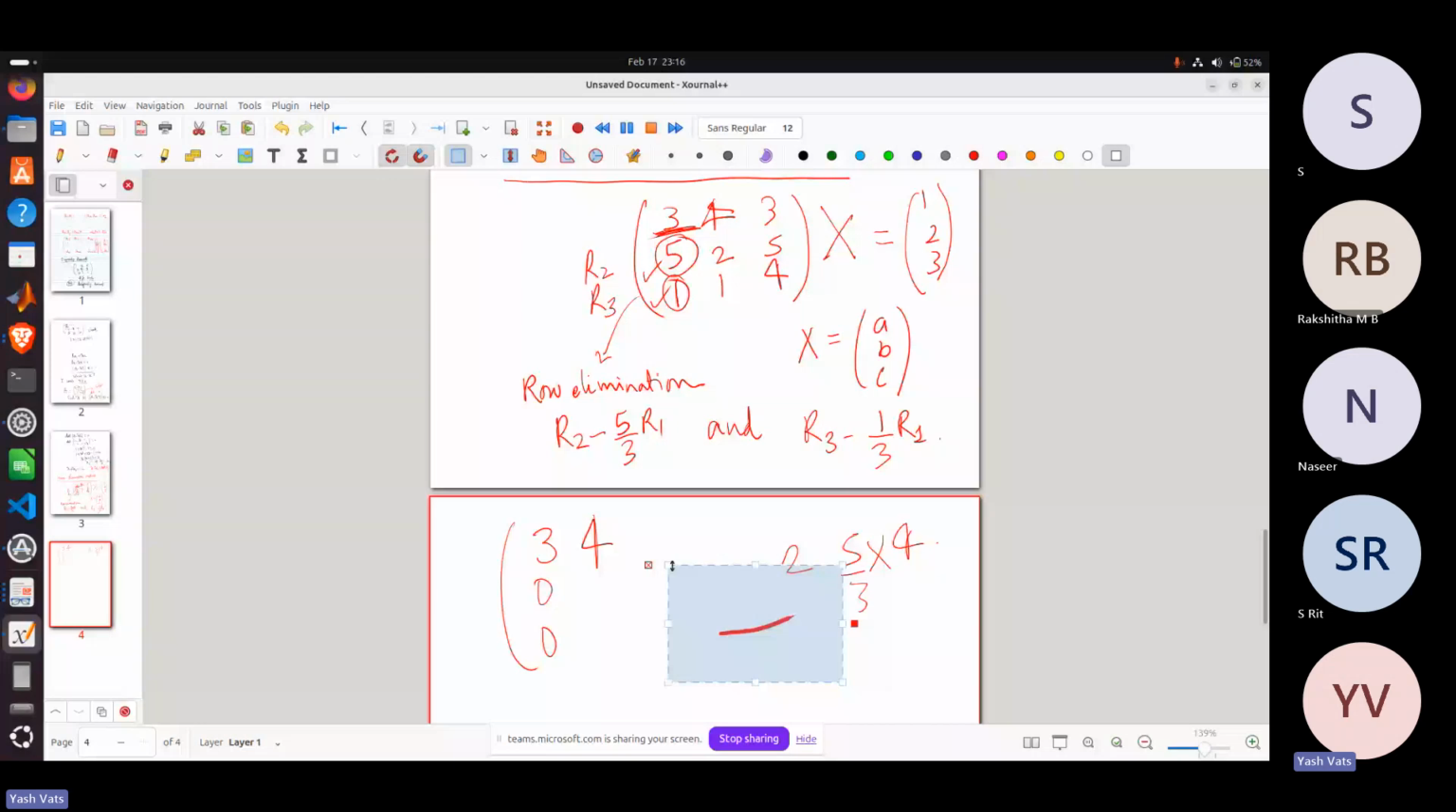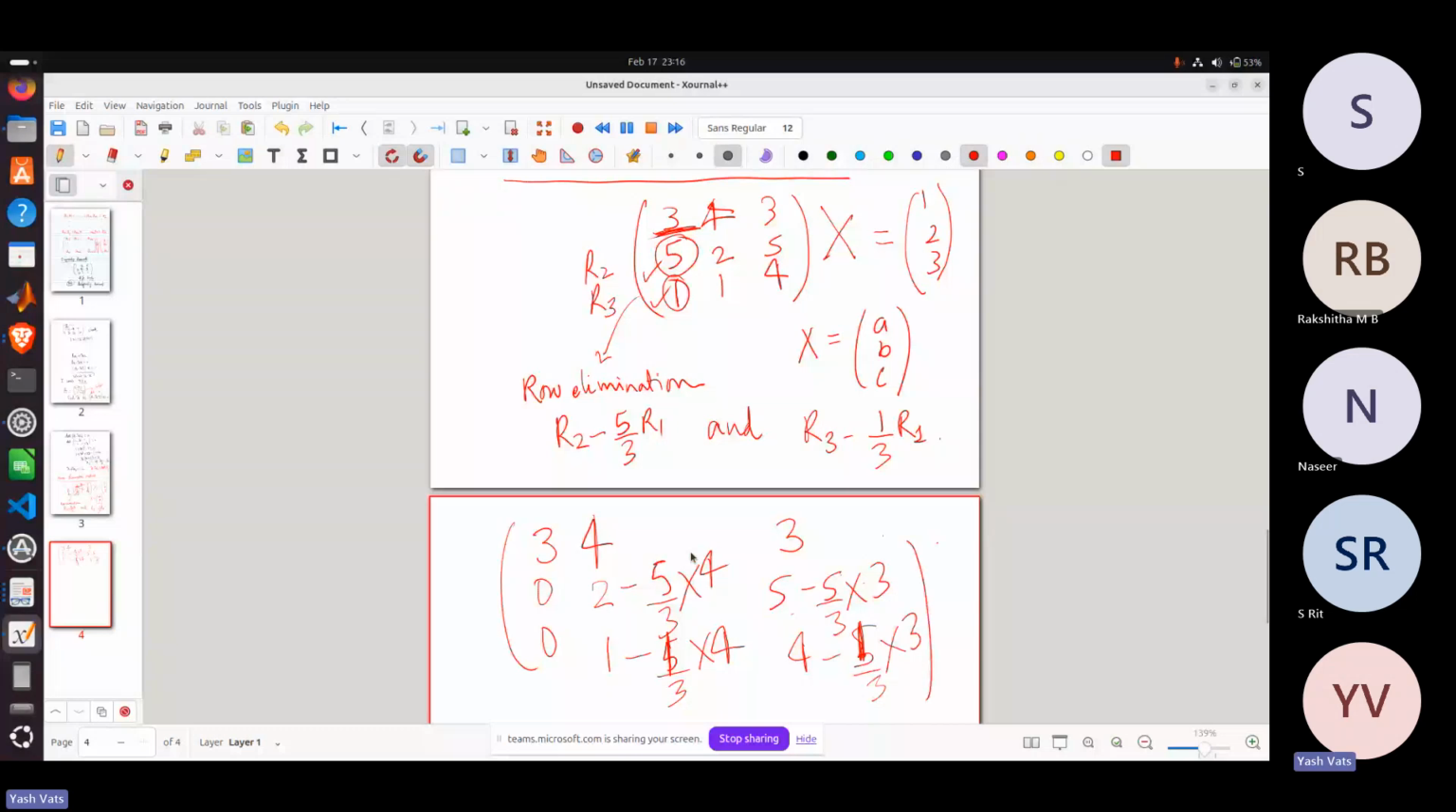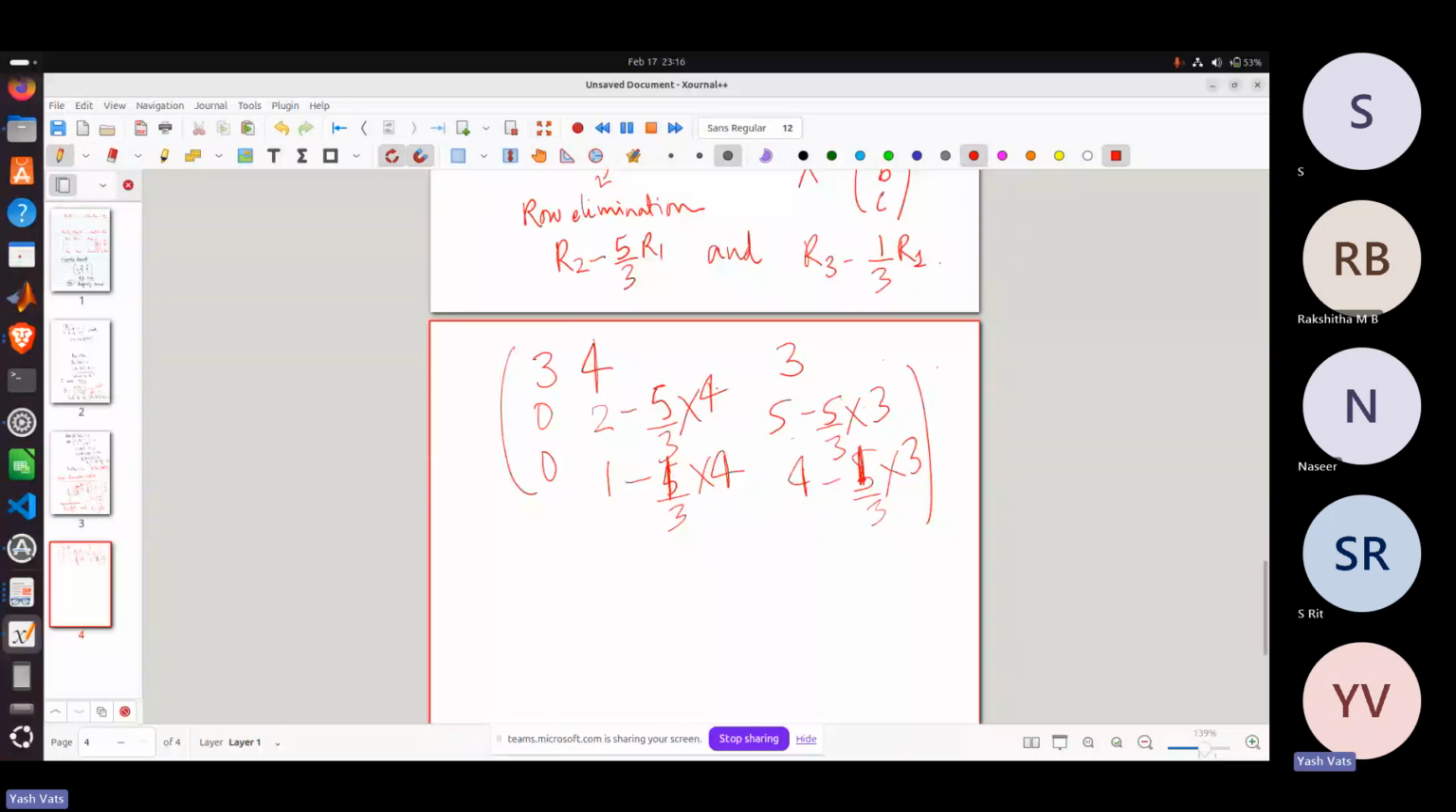All right, so you just apply the similar procedures. So 2 minus 5 by 3 into 4, and 1 minus 1 by 3 into 4, and similarly on this, 5 minus 5 by 3 into 3, and 4 minus 1 by 3 into 3. Is this clear, everyone? Once you get these entries, just eliminate this using the previous step and the similar thing happens. So ultimately you end up with something like this.